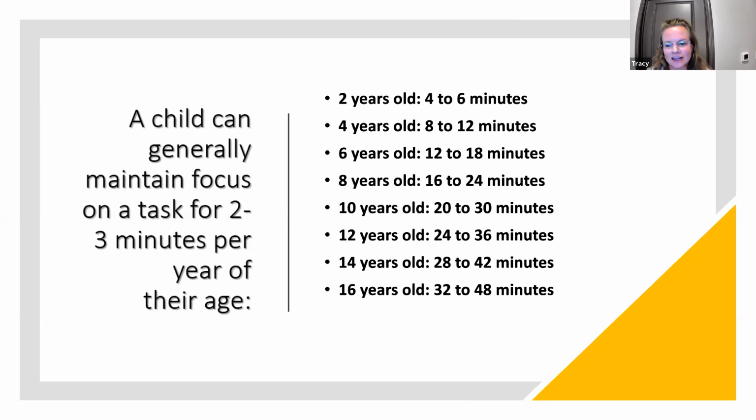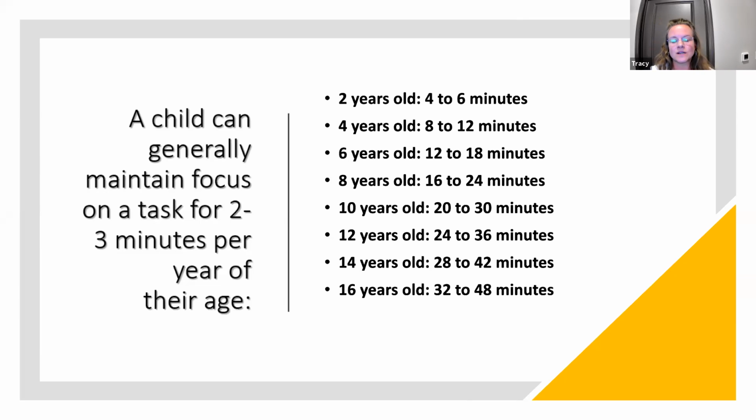So if we look right in the middle here, a 10-year-old child generally can be expected to attend or maintain focus for 20 to 30 minutes. Now, this is a range. Every kid is different. I wouldn't hold them specifically to this, but just think about that as a guideline when you're thinking about how long they're on their calls or how long they're sitting in front of the computer. And we want to make sure we're thinking about appropriate breaks for our kiddos.